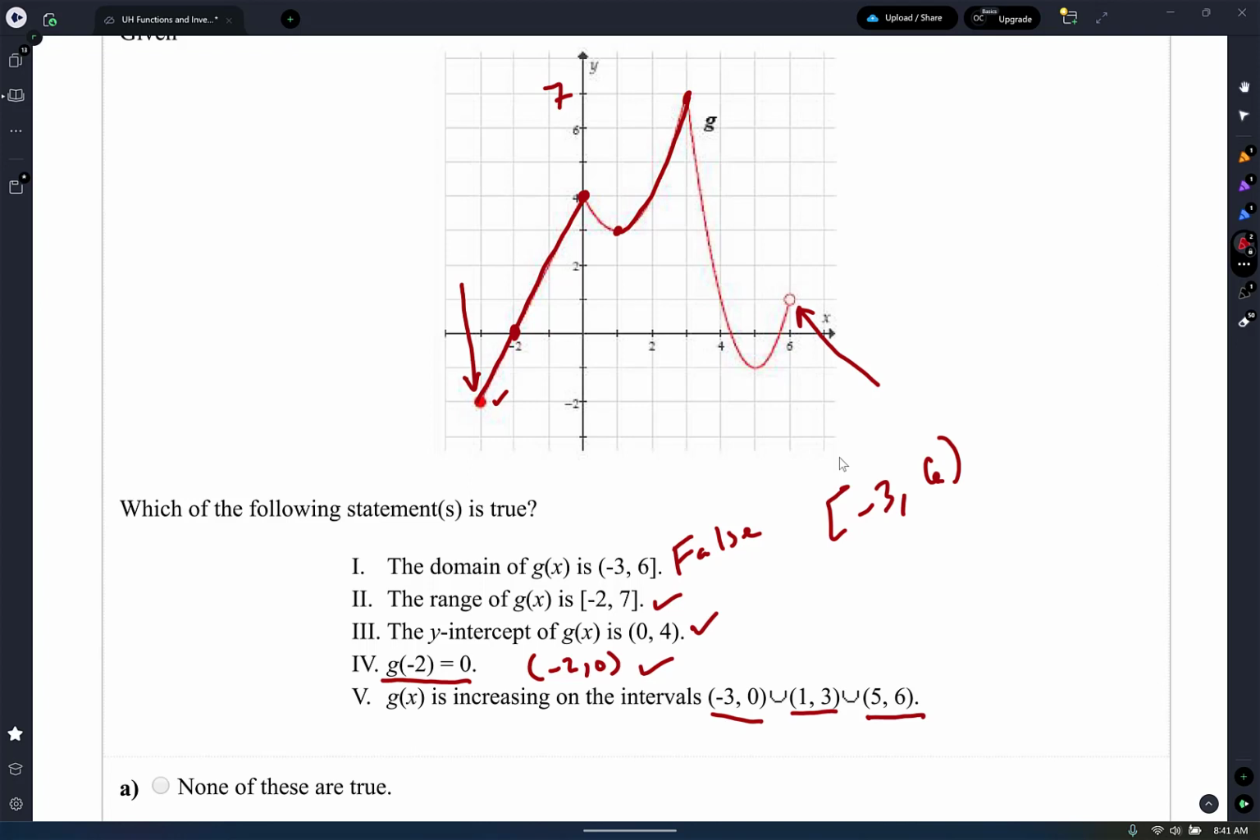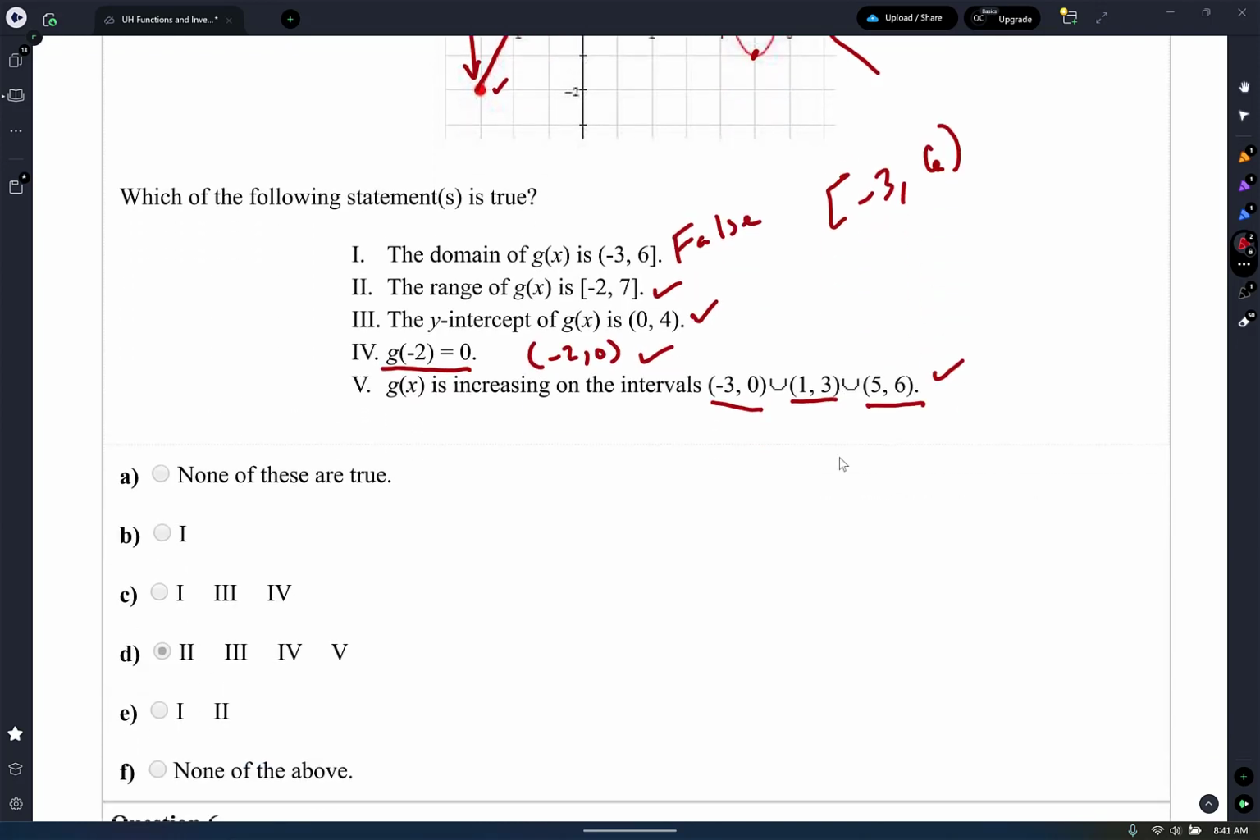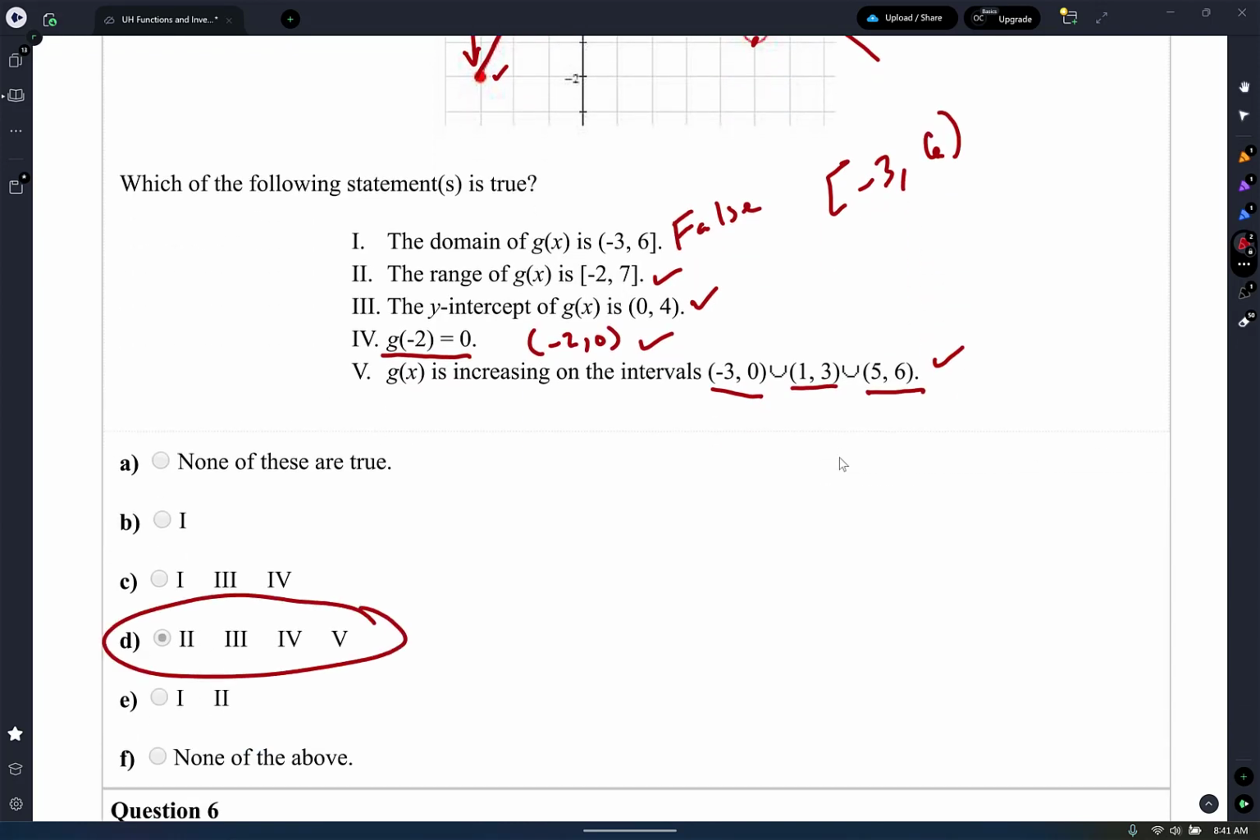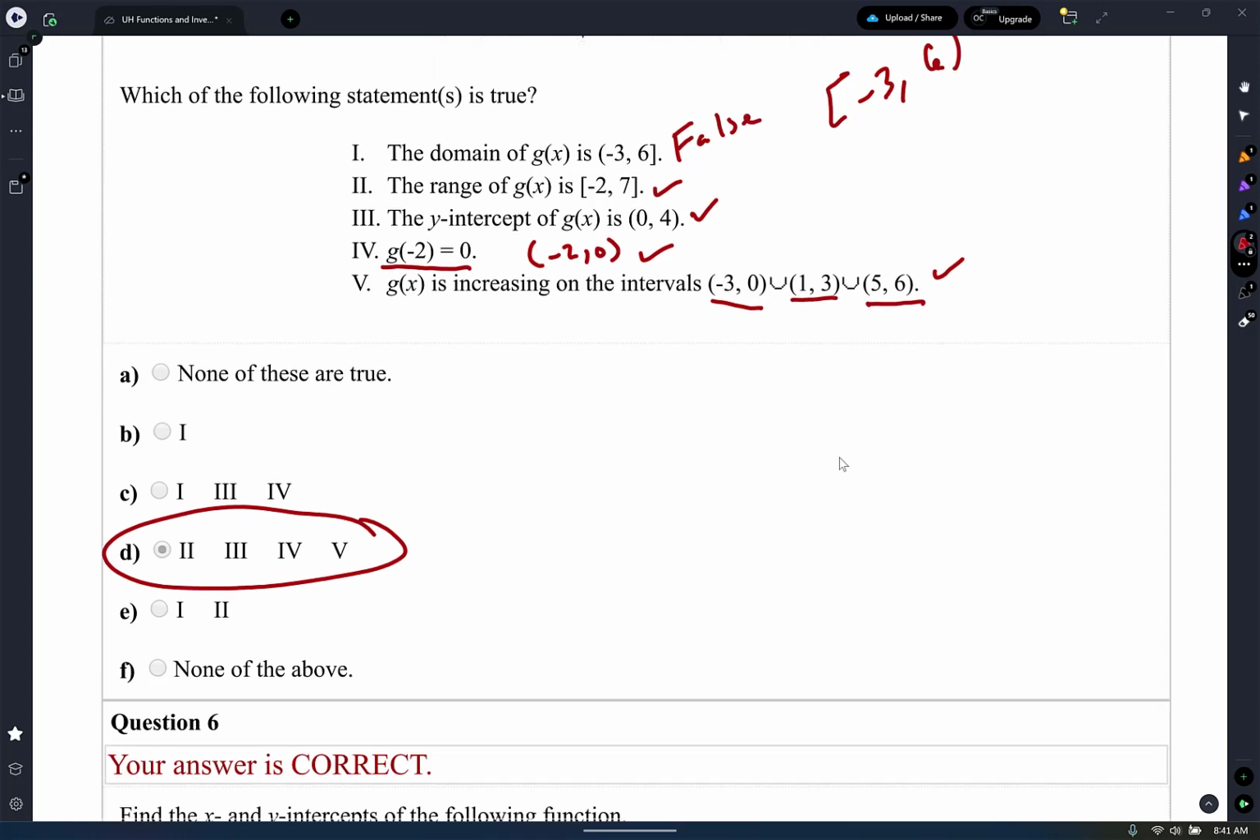And 5 to 6. Here's 5. Here's x value of 6. Between 5 and 6, am I moving up? Yep, it's true. So there it is. So 2, 3, 4, and 5. Cool or not cool, guys? Is this helping going over these questions?